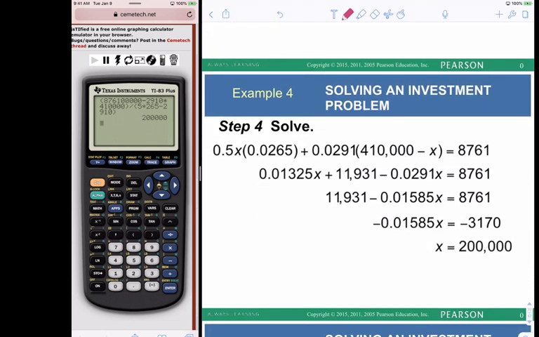200,000 is correct. That was just the way I do it. You don't have to do it that way. I think the book does that a little differently. They didn't get rid of those decimals. They multiplied the numbers out.